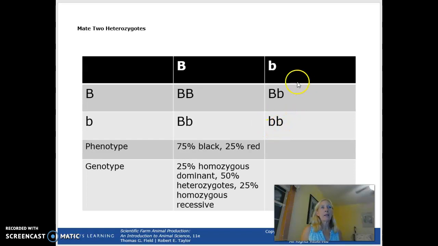So this sometimes is considered, oh, well, he must not have got bred to the correct bull. Well, that's because both the sire and the dam have to be carriers in order for that recessive trait to show up. So if we look at the genotype, which is what the genes say, 25% homozygous dominant, 50% heterozygous, and 25% homozygous recessive.